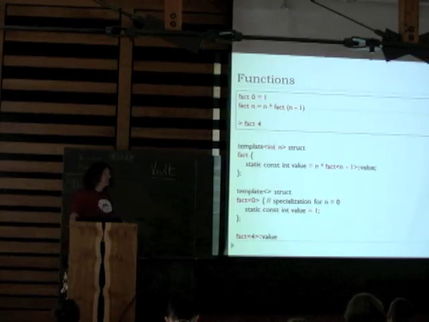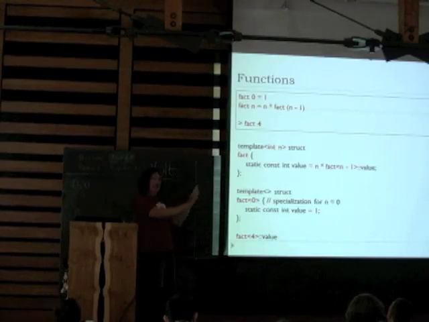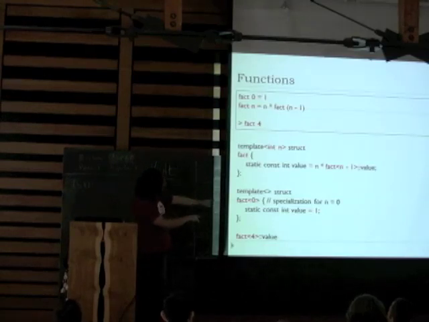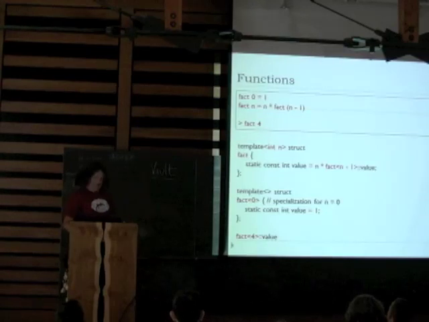So I want you to be able to look at this code and see red. Don't see the black stuff and say, oh, this is a meta function, this is a meta function, oh, this is calling a meta function. It's just like in Haskell.